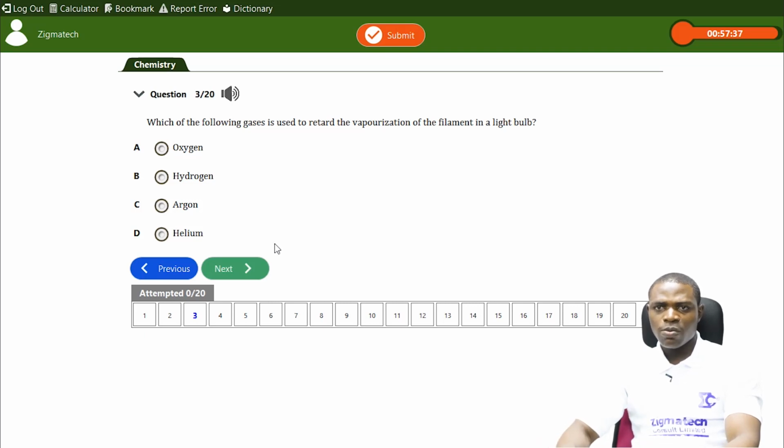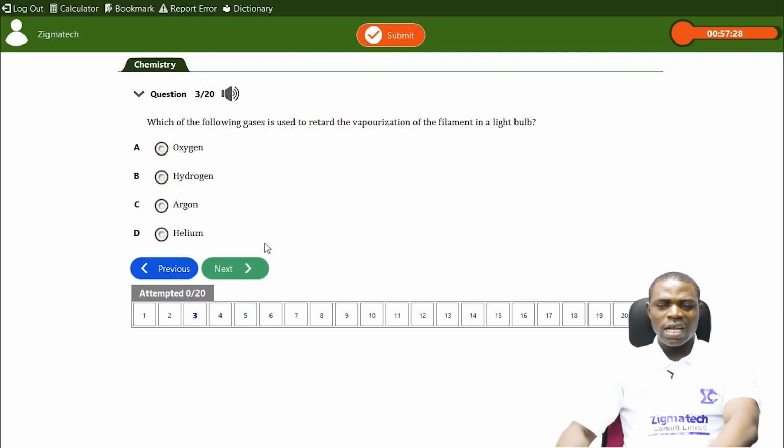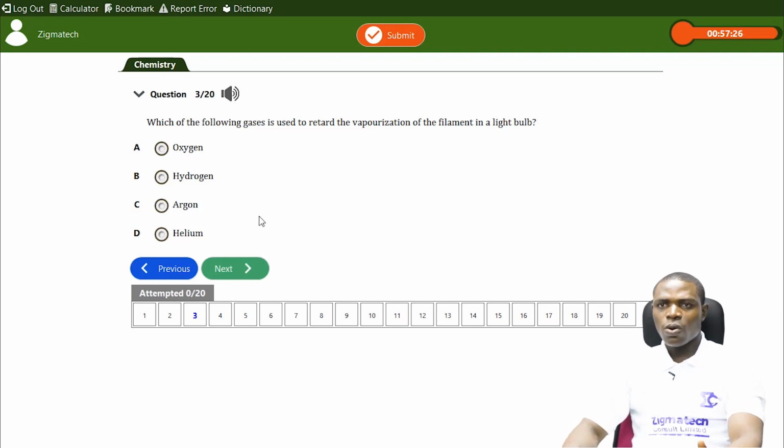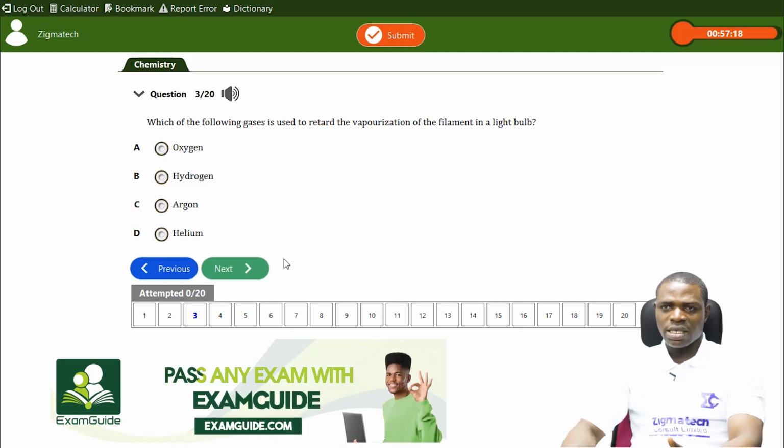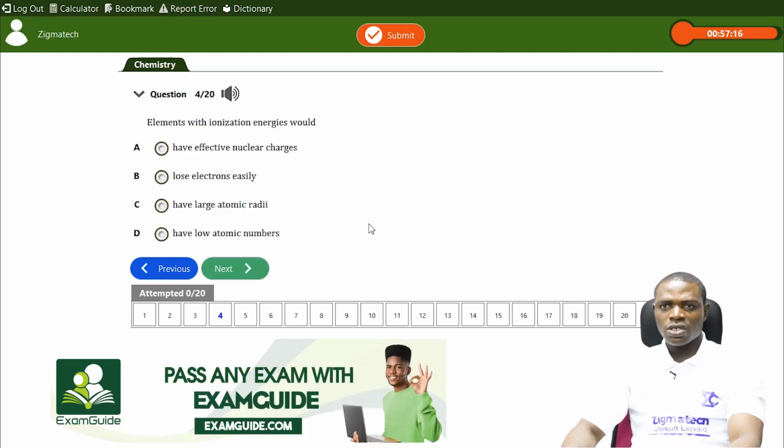Argon is a noble gas. Helium is a noble gas. Hydrogen belongs to group 1, while oxygen has atomic number 8. So in this option, hydrogen is correct because it retards the vaporization. Now going to the next question.